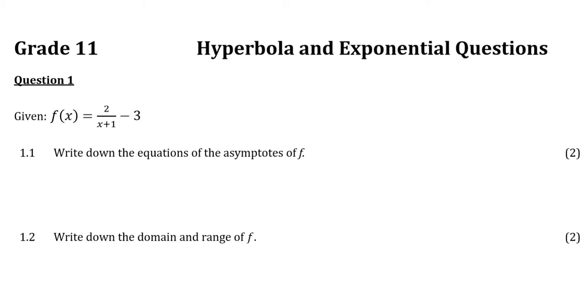Okay, the first question says, given the hyperbola f of x, write down the equation of the asymptotes. Just a note to remember that hyperbolas have two asymptotes. They have a vertical asymptote, which is when x equals something, and they also have a horizontal asymptote, when y equals something. Remember that an exponential only has a horizontal. Right, so let's have a look.